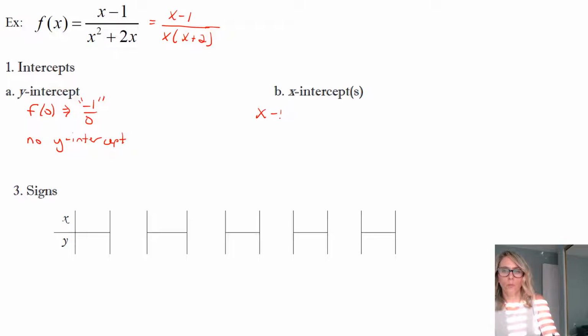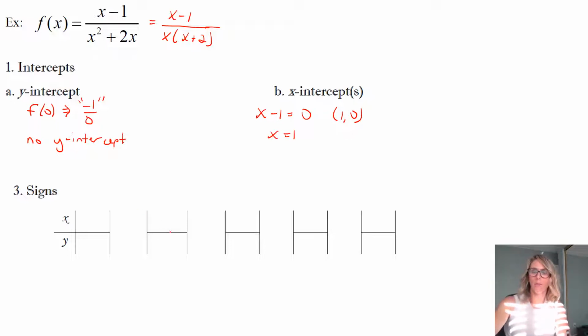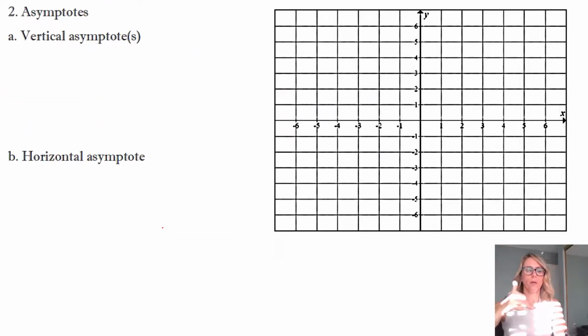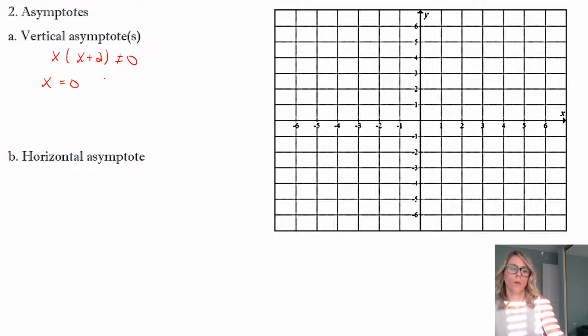The x-intercepts would be when the numerator is equal to 0. So we do have one x-intercept, (1, 0). And then I'll come over here and think about vertical asymptotes. The denominator, I'll put the factored version here, cannot be equal to 0. So you can think about what those vertical asymptotes are going to be. x equals -2. So we have two vertical asymptotes, at 0 and -2, and a horizontal asymptote. I'll rewrite it here.